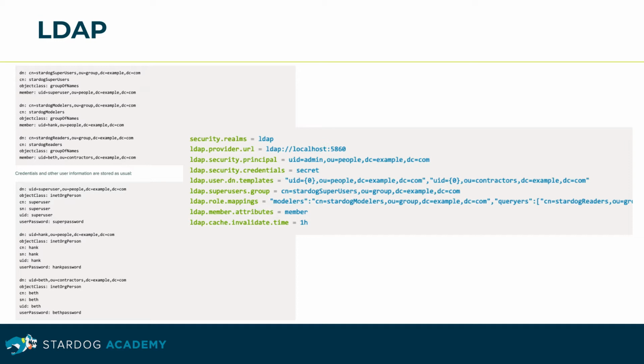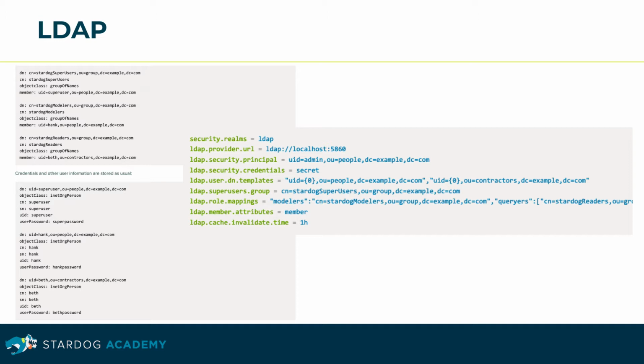On the left, we have sample entries from the LDAP server itself, and on the right is a section of the stardog.properties file located in Stardog Home. Managing an LDAP server is external to Stardog and therefore outside the scope of this training video. However, the 6 LDAP entries shown here all have specific meaning to our Stardog instance.